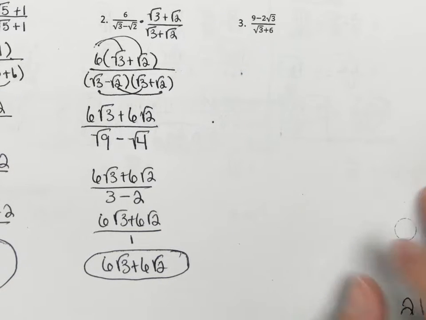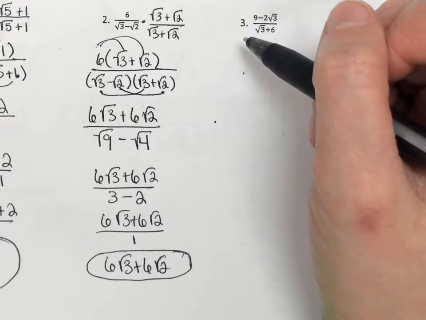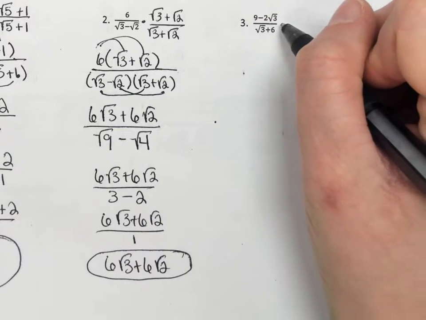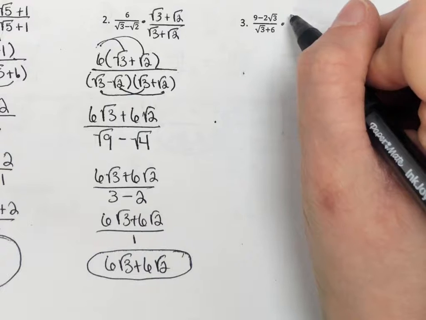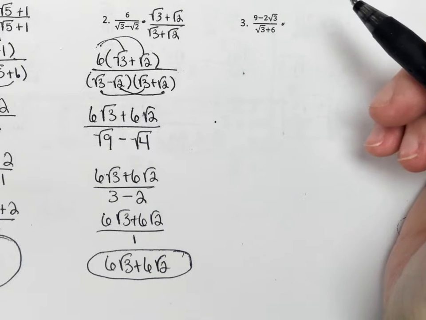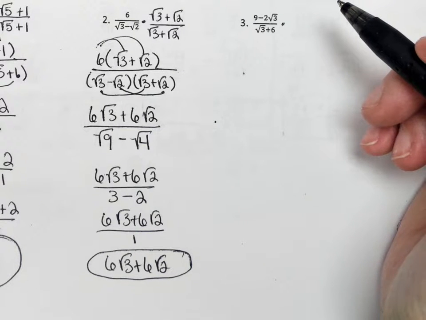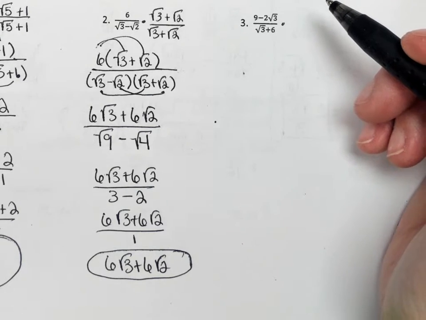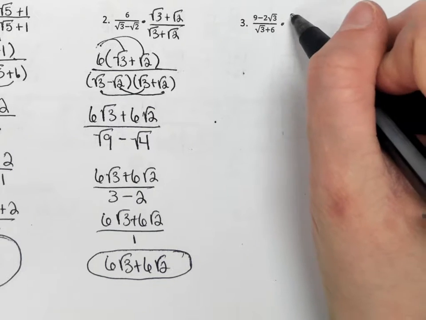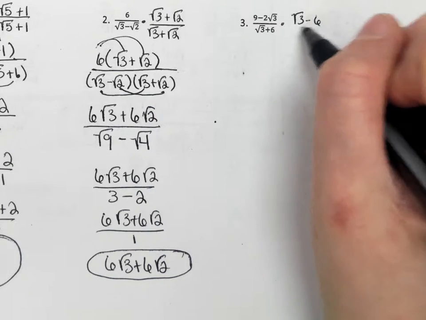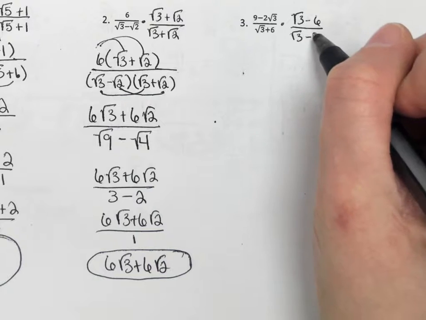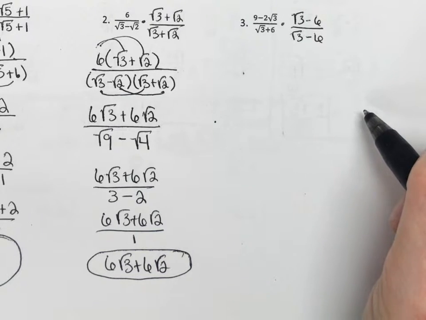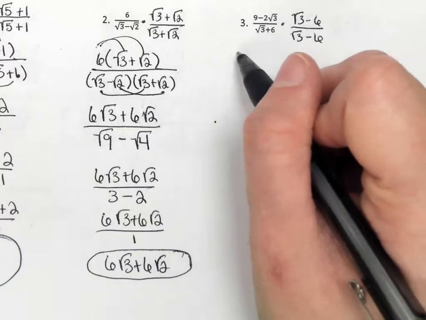All right, here we go. Number three, last one. Let's multiply by what? Whoa, you're not going to do 9 minus 2? No, it's going to be multiplied. So it'll be square root of 3 minus 6. Square root of 3 minus 6. First step, no math whatsoever. You're just going to smush them.